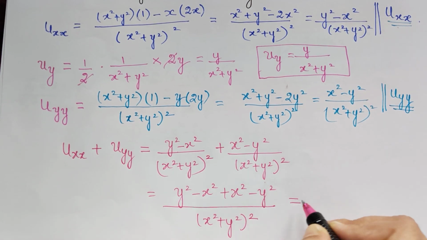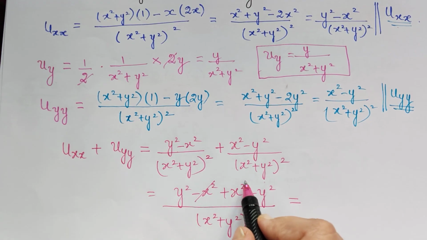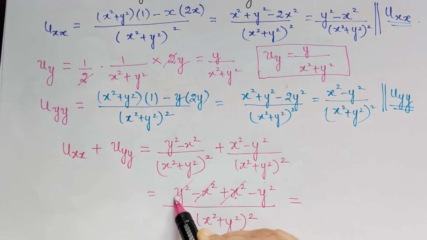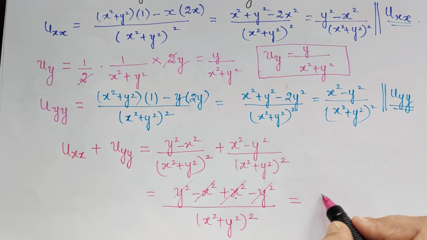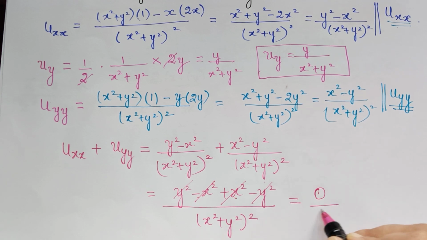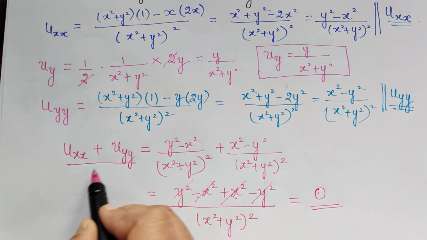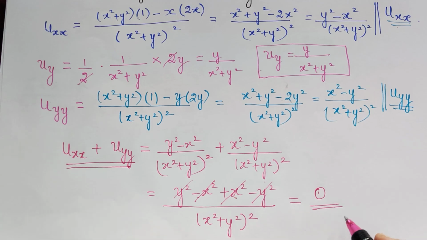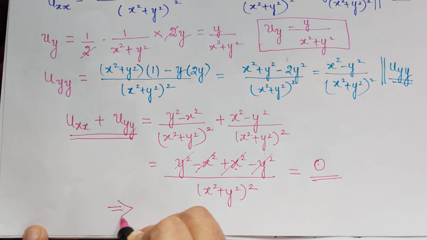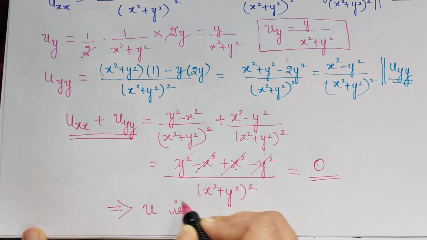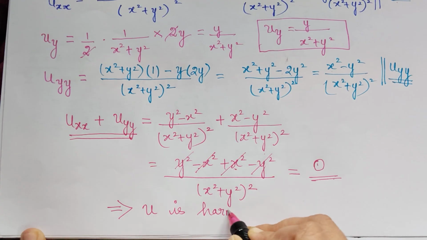So on further simplifying, we see that plus x square and minus x square gets cancelled, plus y square and minus y square gets cancelled, and it is 0. Hence we have shown that uxx plus uyy is equal to 0, which implies that the function u is harmonic. So hence we have proved the first part.